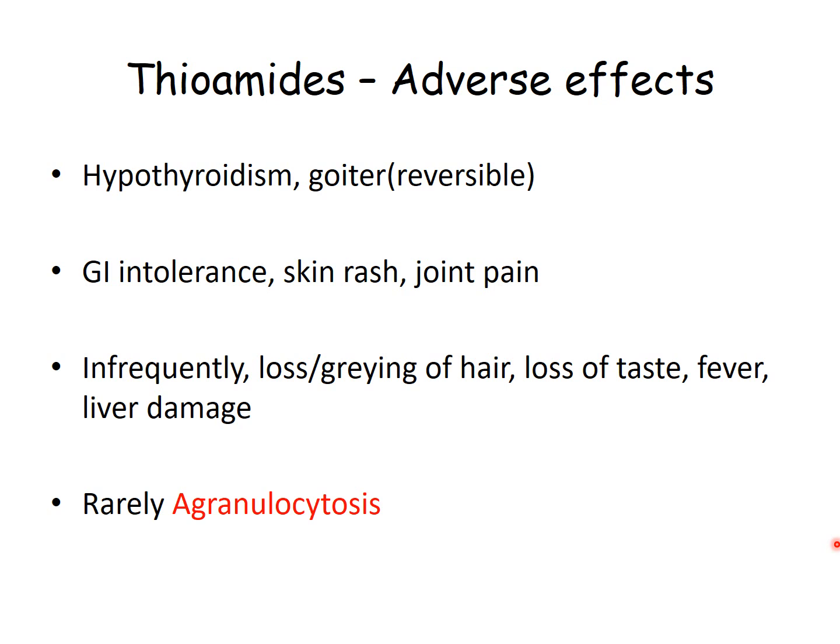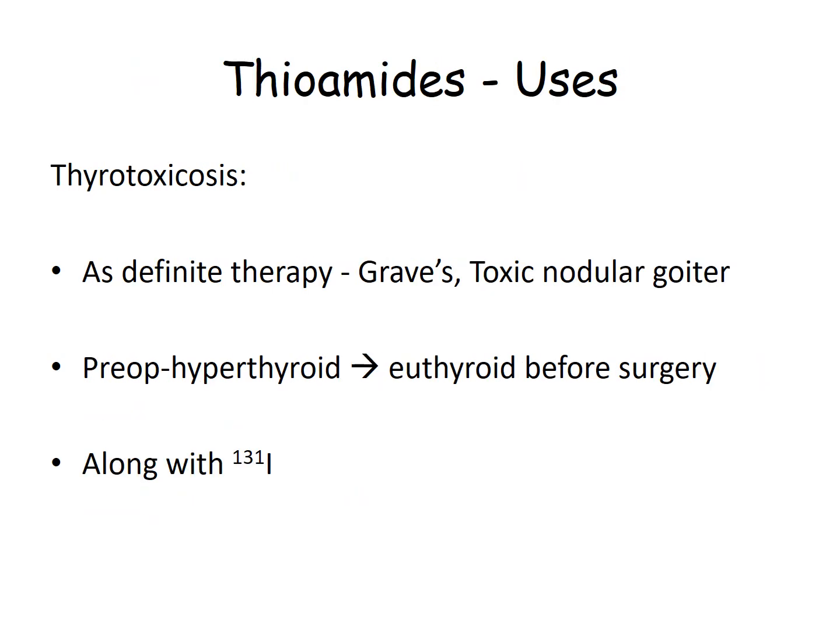And the other adverse effects are GI intolerance. So gastrointestinal intolerance will be there, skin rashes, joint pain, and also infrequently some loss or graying of hair, loss of taste, fever, and liver damage. These are all very rare, but even more rarely we can see agranulocytosis. So for the thioamides, propylthiouracil, carbimazole or methimazole, they have a chance of producing agranulocytosis.